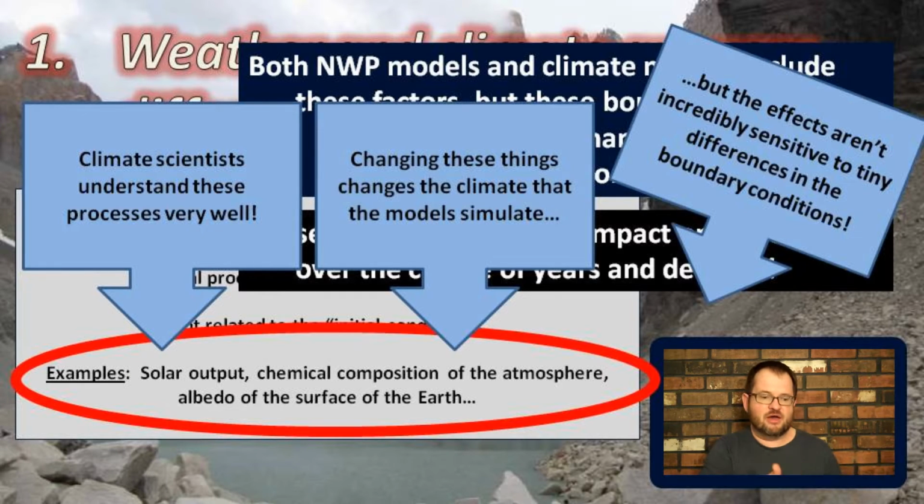If you run the model telling it the current amount of carbon dioxide in the Earth's atmosphere, and then you run the model a second time where you tell it twice as much carbon dioxide, you get a warmer planet. If you change the albedo of the planet, you change the temperature of the planet in the climate models, and so on. We know these things happen. We know how these things work in the model, but the effects are not incredibly sensitive to these changes either.